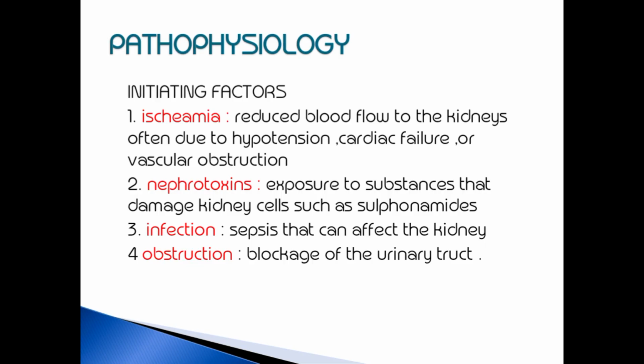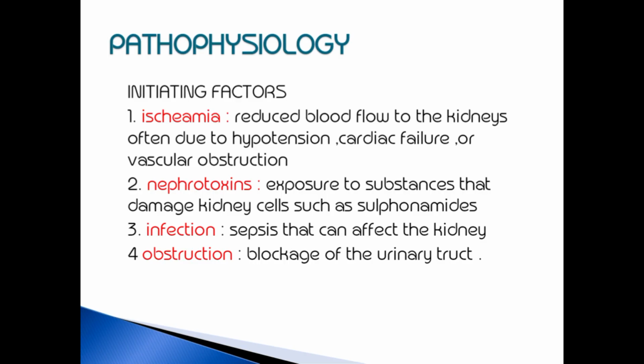We've got ischemia. Ischemia is just reduced blood flow to the kidneys, often due to what? Hypotension, cardiac failure, or vascular obstruction. If you remember what we talked about under the pre-renal causes, where we talked about reduced blood flow to the kidneys, ischemia, standing as the first, can be an initiating factor to renal failure. If there is a reduction in blood flow to the kidney, it may lead to renal failure. The other thing is nephrotoxins.